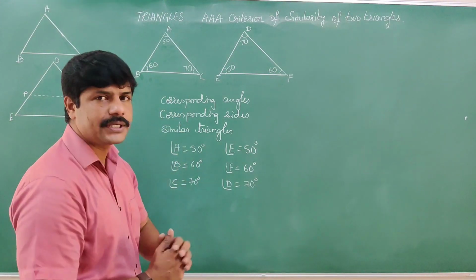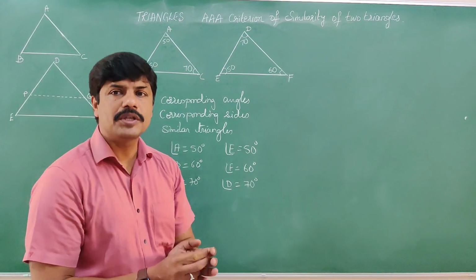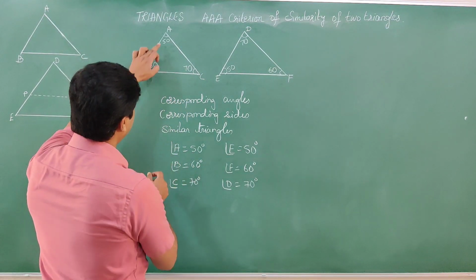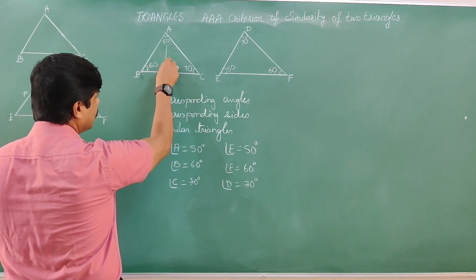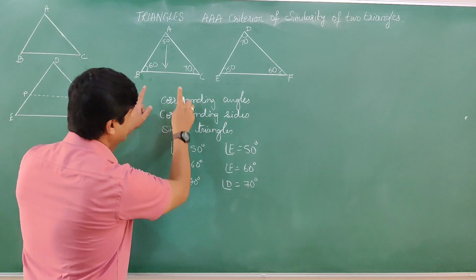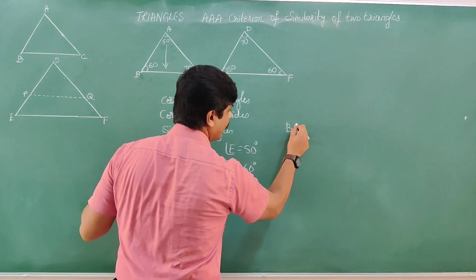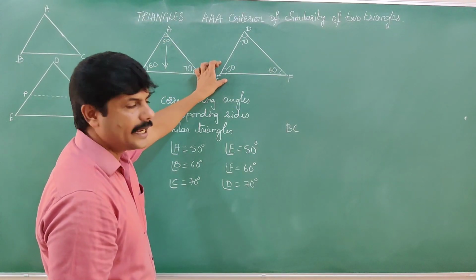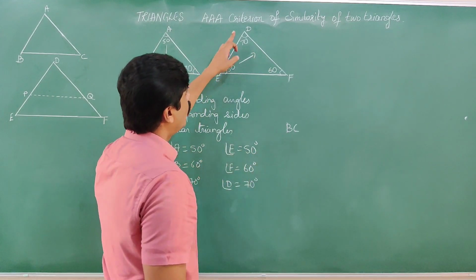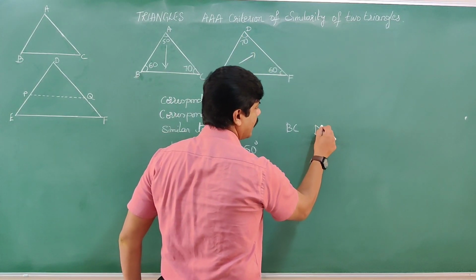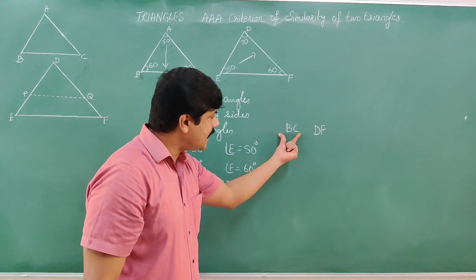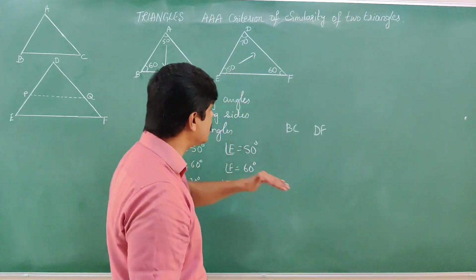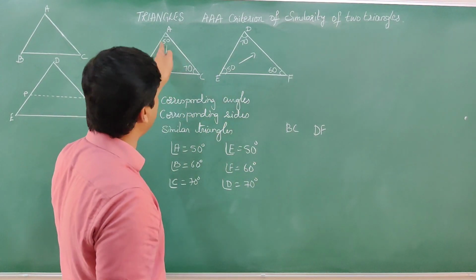Now, what are corresponding sides? The sides which are opposite to equal angles. For example, opposite to angle A, side BC is formed. Angle A is 50, angle E is 50. Opposite to that, which side is there? DF. This BC and DF are corresponding sides. How have BC and DF become corresponding sides? Because they are the sides opposite to equal angles.